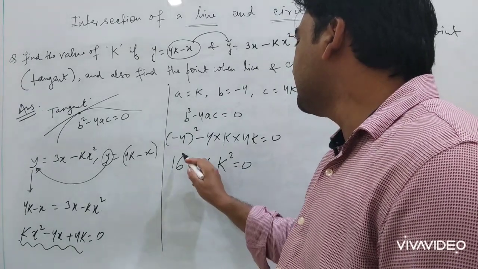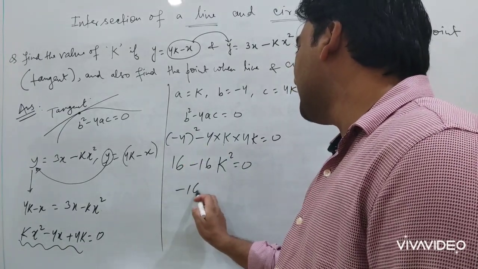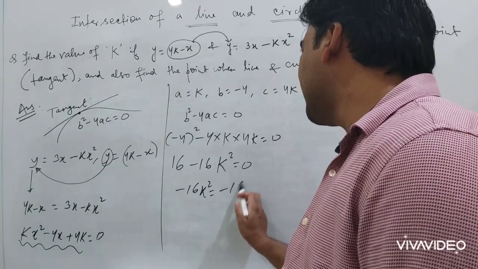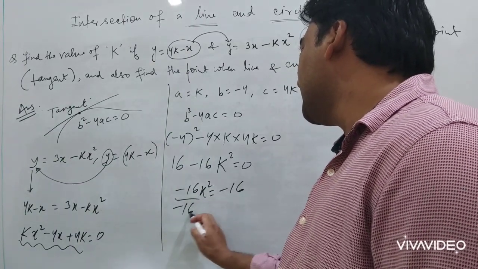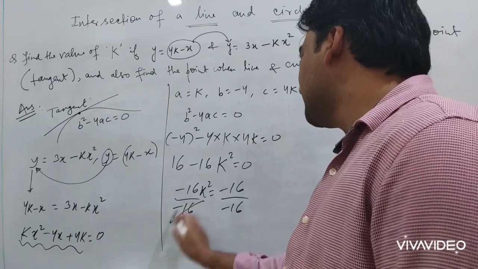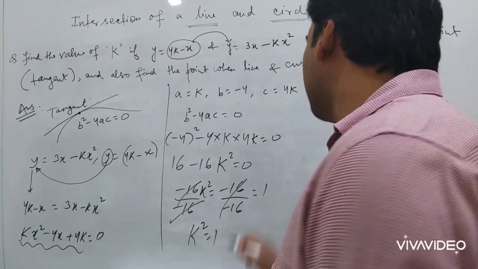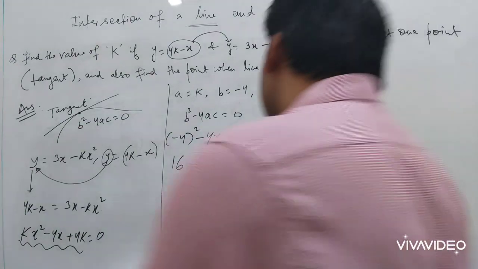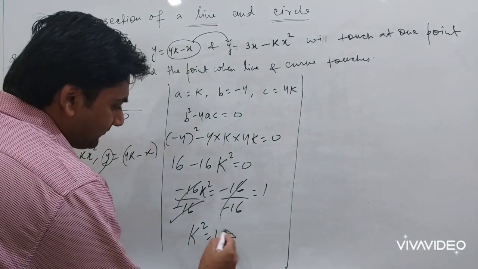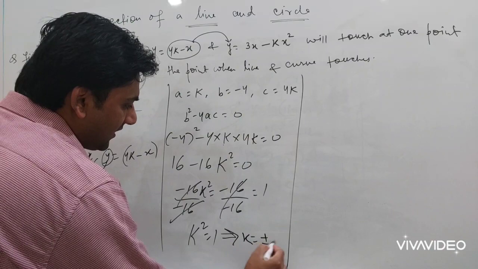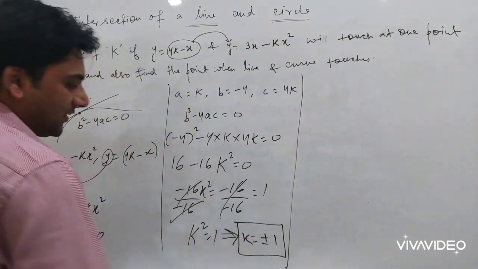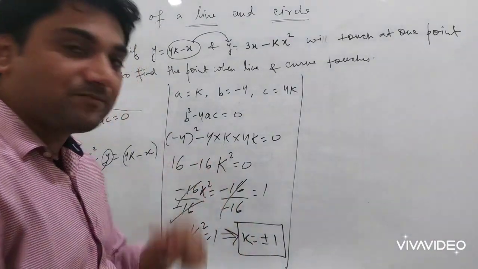Then take 16 to the right side, so minus 16k square equals minus 16. Divide by minus 16 here and minus 16 here, they get cancelled, you get 1. So k square is equal to 1 we got. When k square is 1, then k equals plus minus 1.